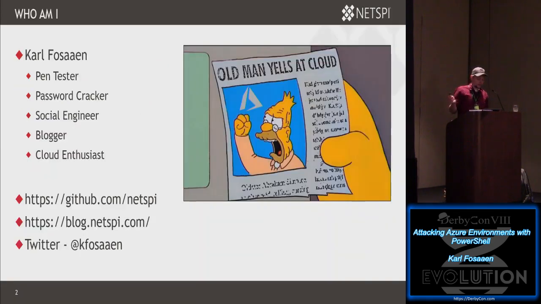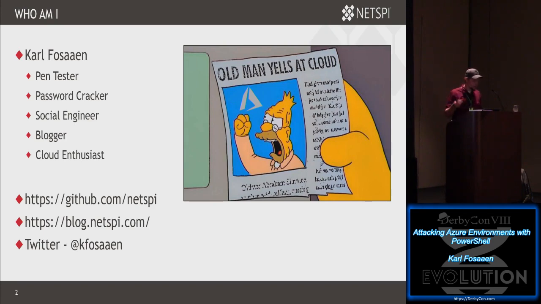So, a little bit of background on me. I'm Abe Simpson in this picture. But yeah, I'm a pen tester. I work for a company called NetSpy. We're headquartered out of Minneapolis. I'm based out of Oregon, if that wasn't obvious, based off of the flannel today. But I do pen testing. I've been with NetSpy for a little over 7 years as of this last week.